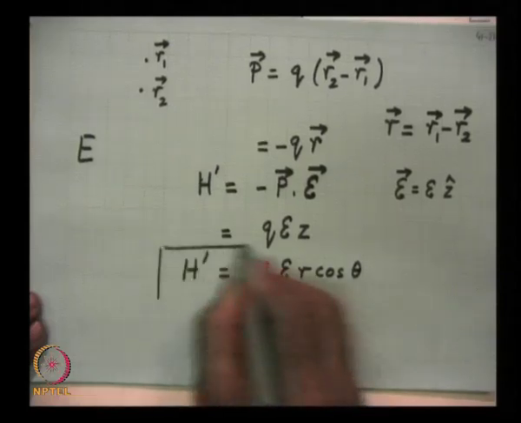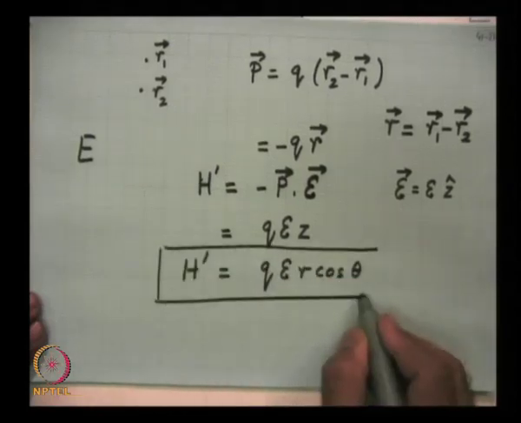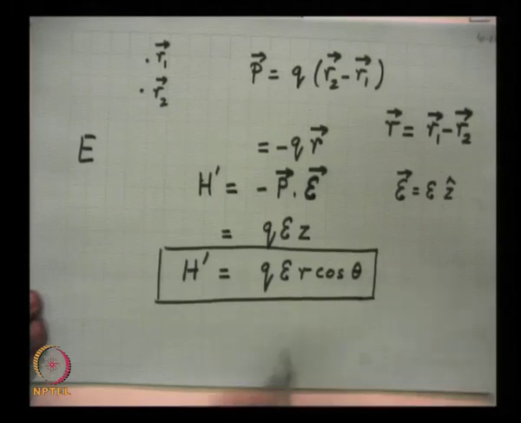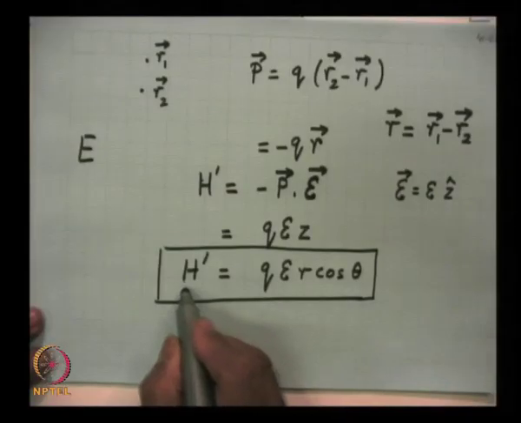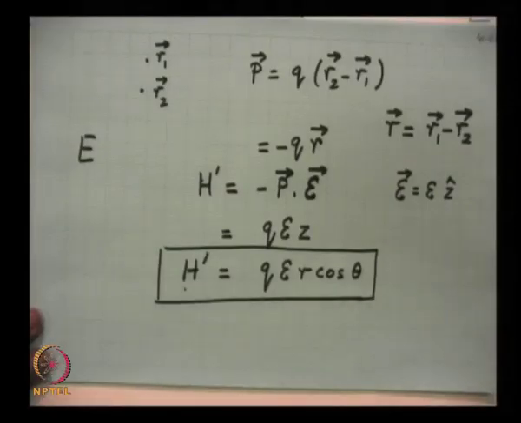In the presence of an electric field, this is the perturbation. In the presence of a magnetic field, there will be another expression for H prime. We will consider relativistic correction and spin orbit correction. In each case, the Hamiltonian will be different. For the Stark effect problem, the H prime is given by this.